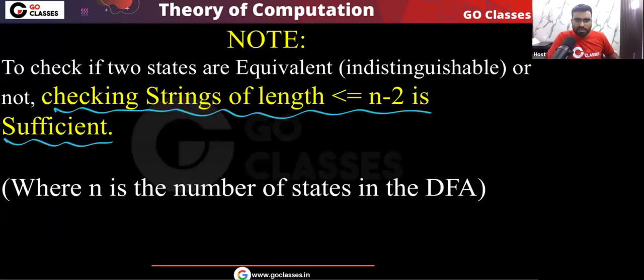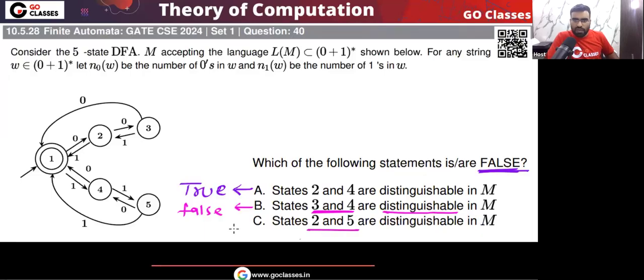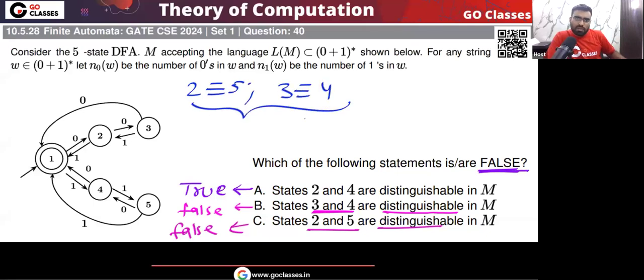Please tell me, did you understand? So remember, the statement that states 2 5 are distinguishable is false because they are actually equivalent. Okay, is this clear? So remember, 2 is equivalent to 5, and 3 is equivalent to 4. Okay, very simple. Now you tell me, what about the remaining? For example, what about 1 2? What about state 1 2?